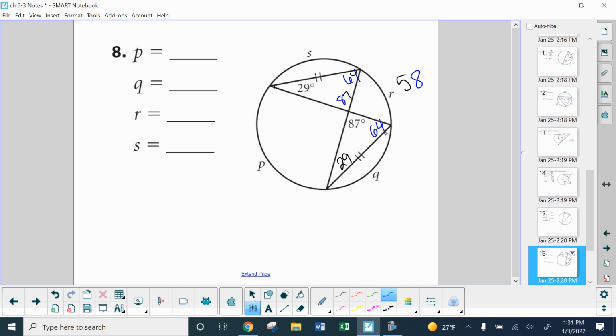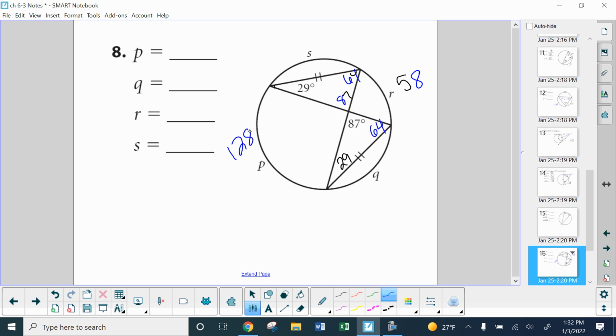Okay, so now these are both inscribed angles. If I follow it out, this big arc P here is going to be twice that, or 128. Okay, now another throwback to when we started circles. Notice we have 2 congruent chords. If we have congruent chords, remember that means we have congruent arcs.